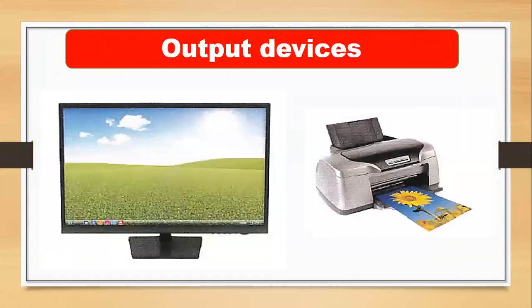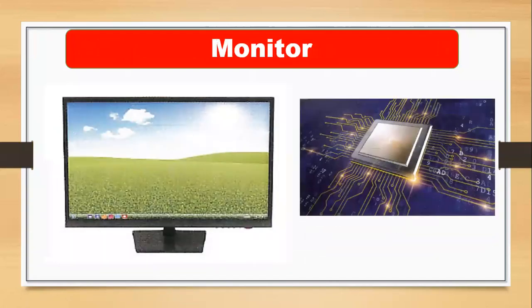Now, there are two output devices, monitor and printer. Now look at the monitor and the processor. When you need any information from the computer, like numbers, pictures, or other things, the processor uses the electricity and then sends information to the monitor, and then you can see the results, right?